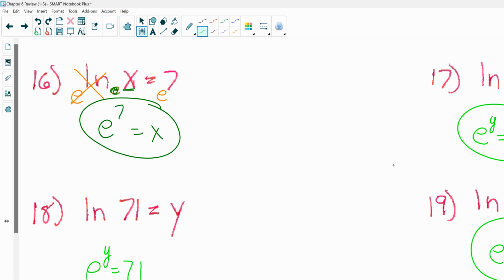Questions on how we change these to exponential form? Questions on this here? Good, Trina? Okay, just making sure.